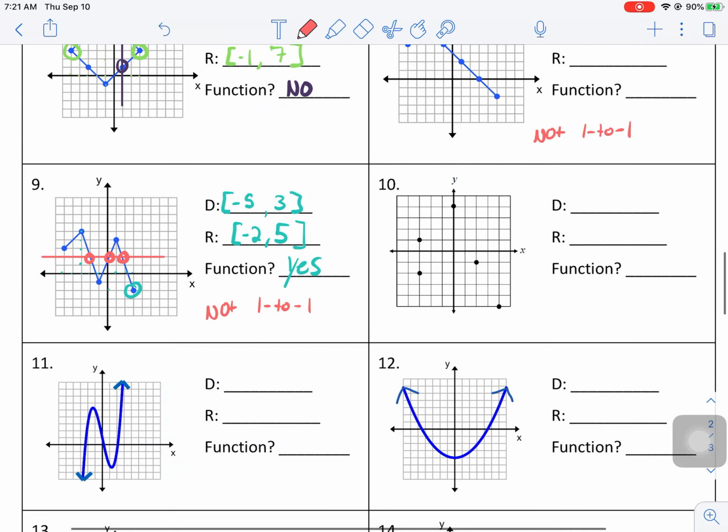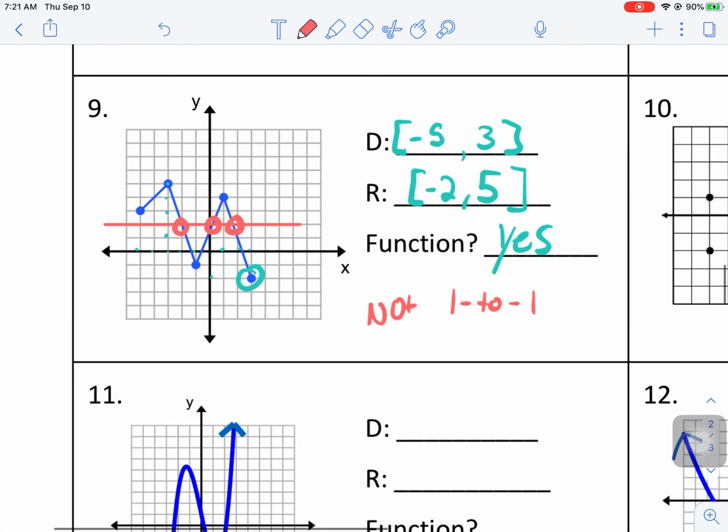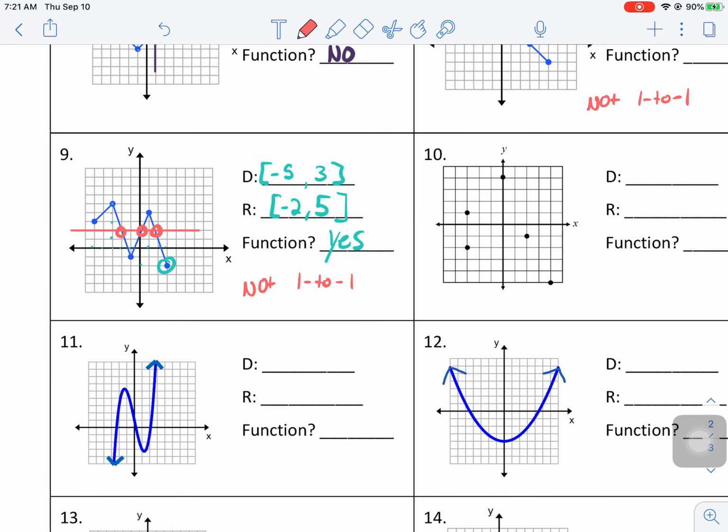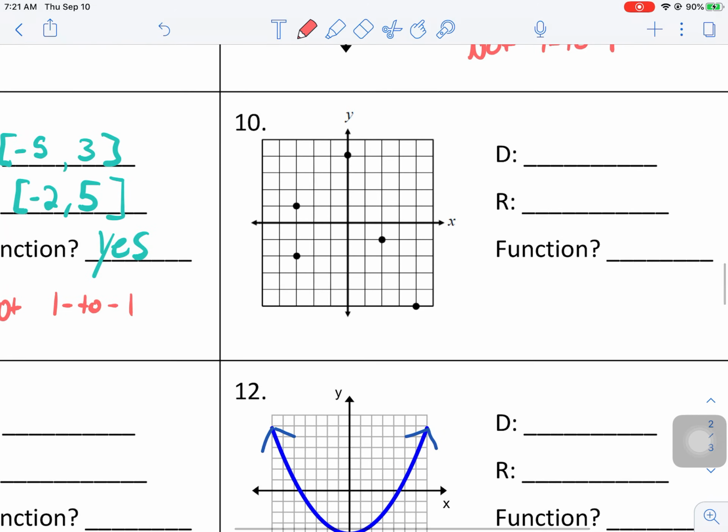Okay? So horizontal line test, awesome way to determine if something is one-to-one or not. Number 10, these are all discrete points. So in this case, we need to know all the x and y values. Okay, so this is negative 1, 2, 3, so that's negative 3, positive 1. That's negative 3, negative 2. This one is 0, 1, 2, 3, 4.